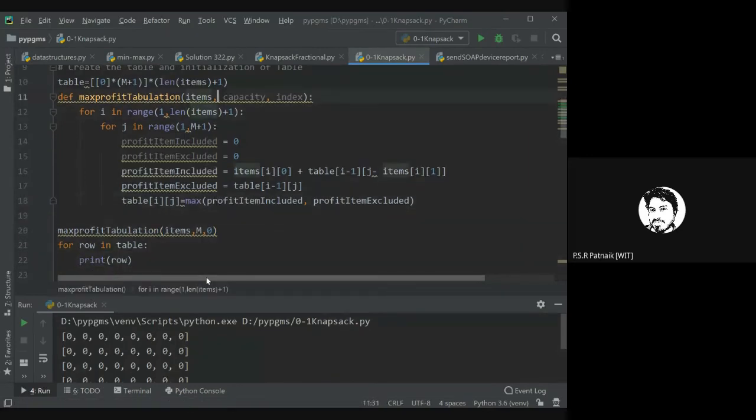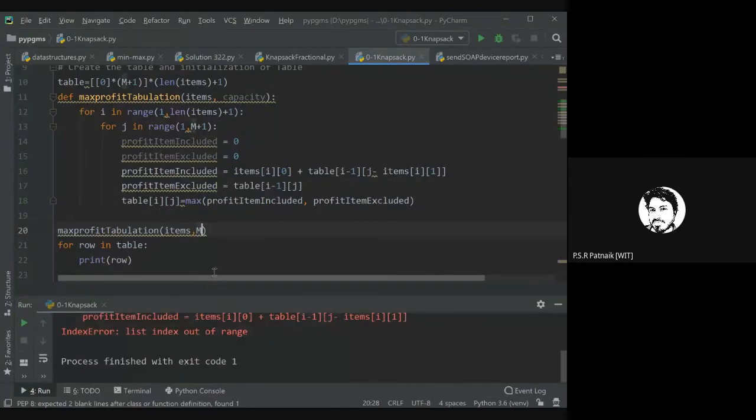So I have just used the recursive function method. Here index doesn't make any sense because we are directly taking. Let me eliminate this, we don't need this actually. Okay, let me run now.